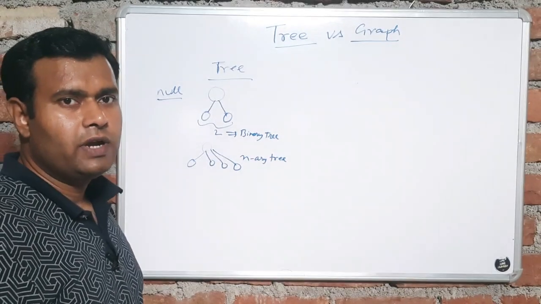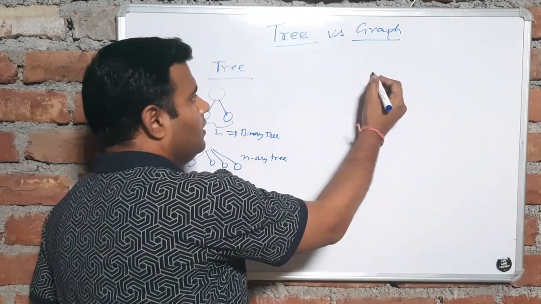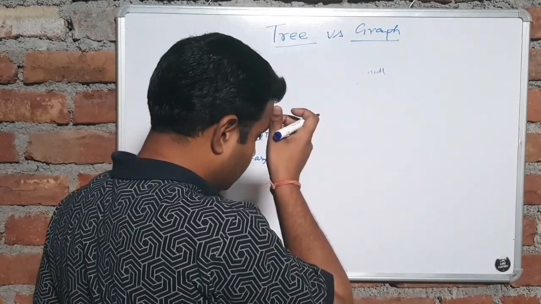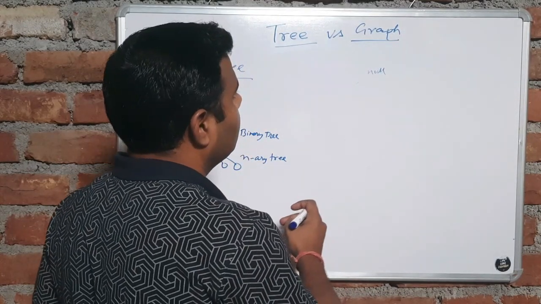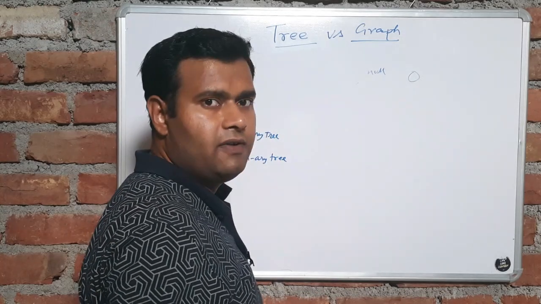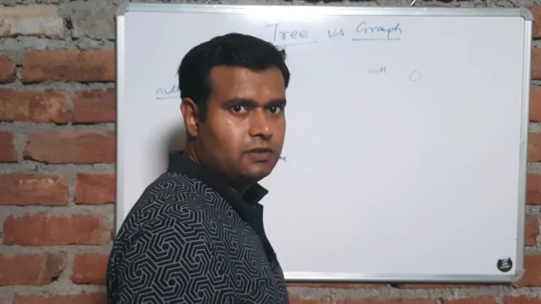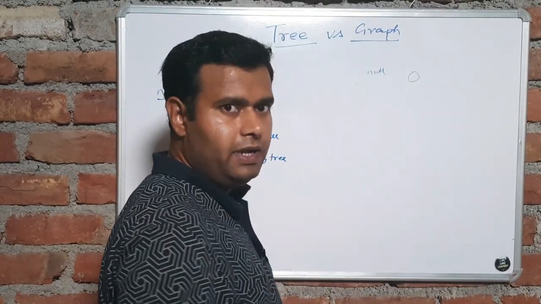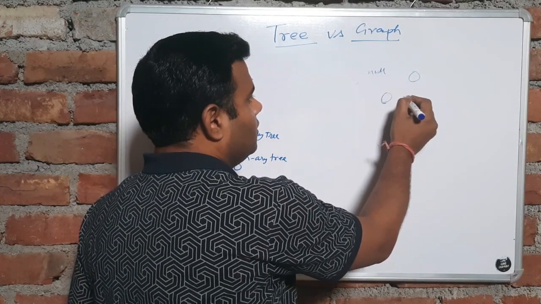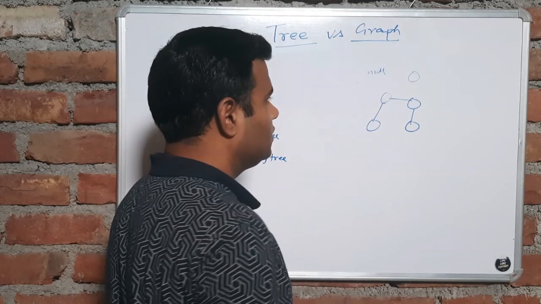Now let's take a look at the definition of a graph. Again, null is a graph. Having a single node is also a graph. In a graph, a node can have children, and it can be any number of children. So this is also a graph.